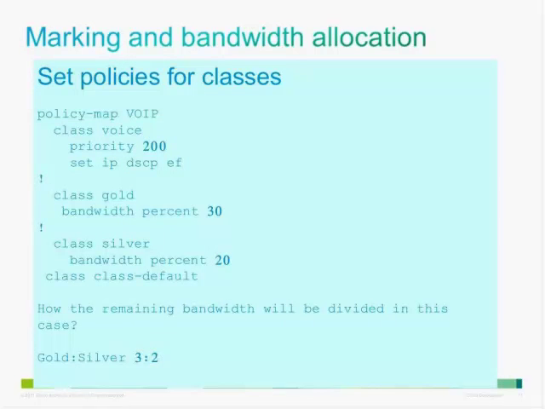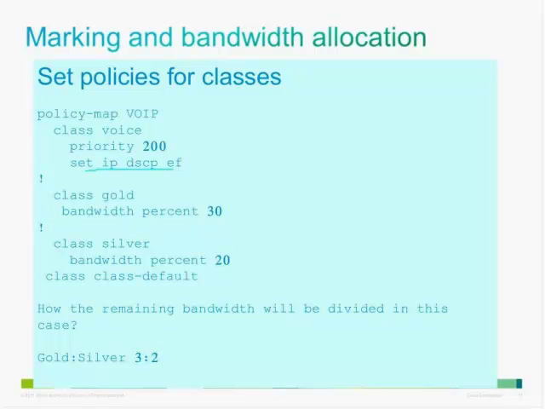On the next slide, once we finish classifying the traffic, we want to mark the traffic, or we want to allocate the required bandwidth for that particular class. Marking we can do once we call the class, we set the DSCP marking in the policy map, and with bandwidth, we can give the bandwidth required for each class. For example, here for gold, I'm giving a bandwidth of 30, and for silver, I'm giving a bandwidth of 20.